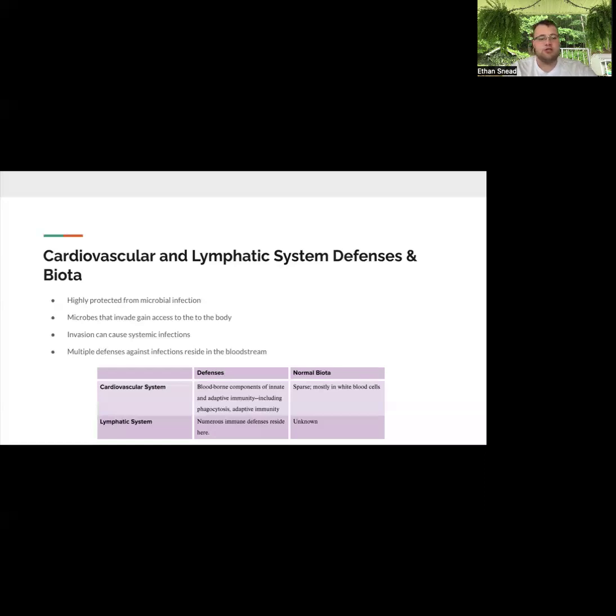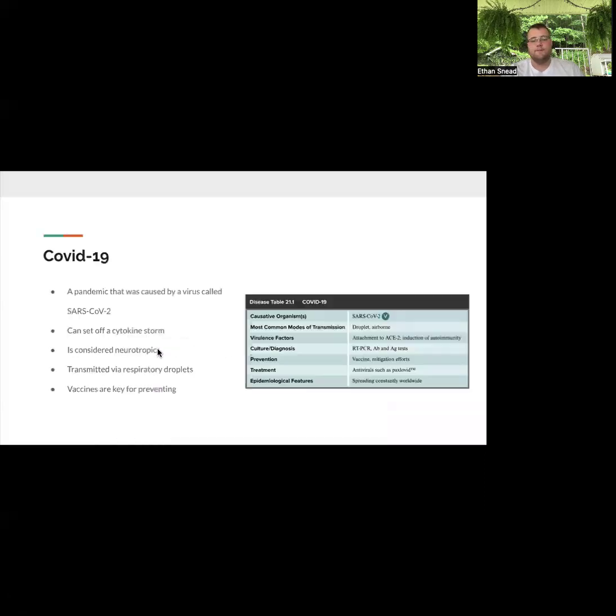There are also multiple defenses against infections, and they reside inside the bloodstream. One of those is lymphocytes. There are approximately 5,000 to 10,000 white blood cells, which include lymphocytes, per microliter of blood. These help protect our cardiovascular and lymphatic systems against different types of infection. Down here is a little graph of the defenses and the normal biota of both systems. You can pause now and take a look at these if you'd like.